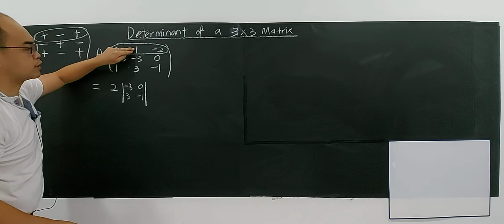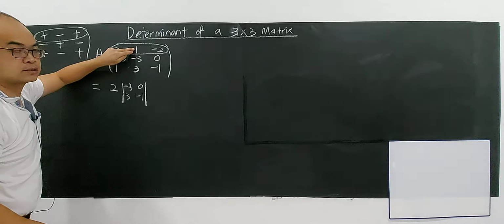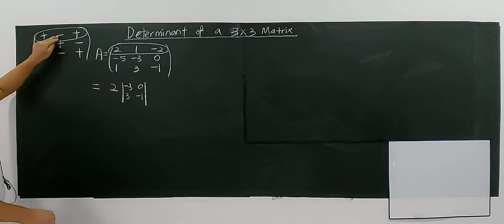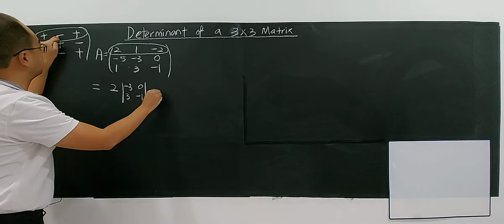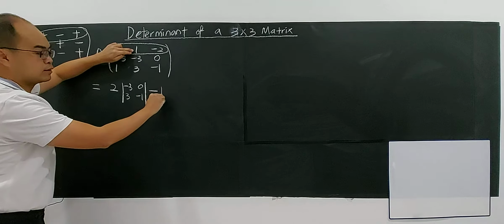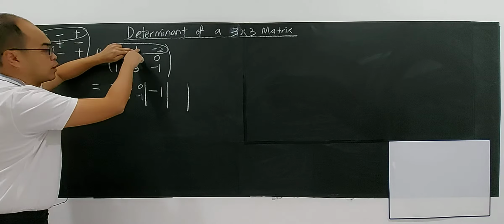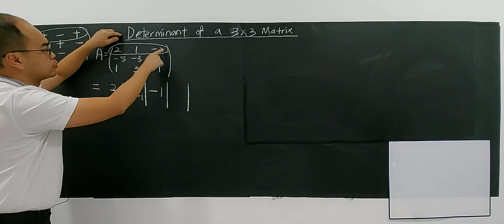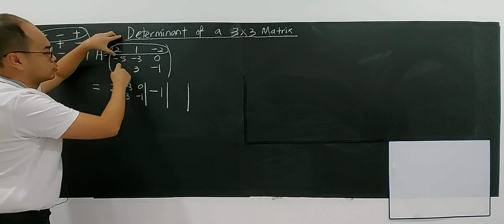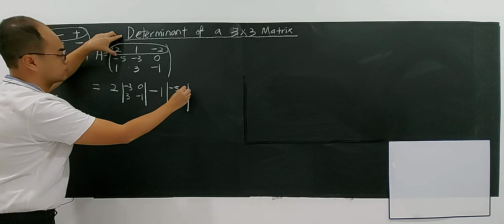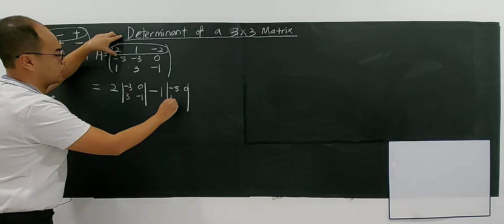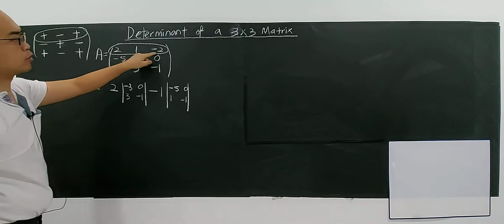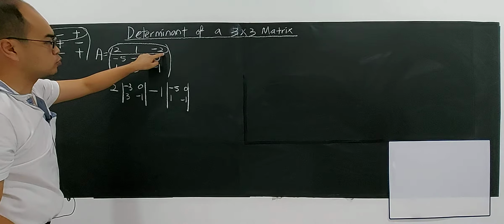Now go for this element here. We look at the sign here, negative, so I put negative. The number here is 1, and I put the minor for 1, which is the T shape. You delete the row and the column for this, and you have negative 5, 0, 1, negative 1.